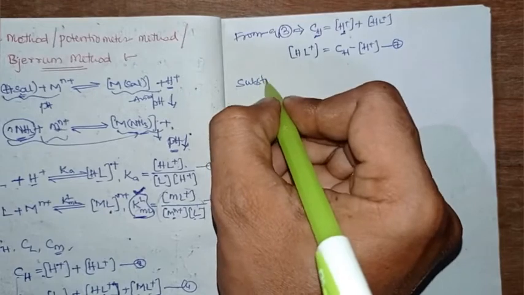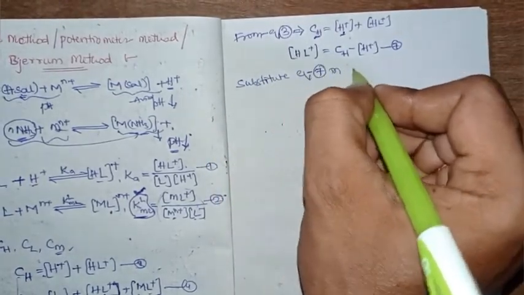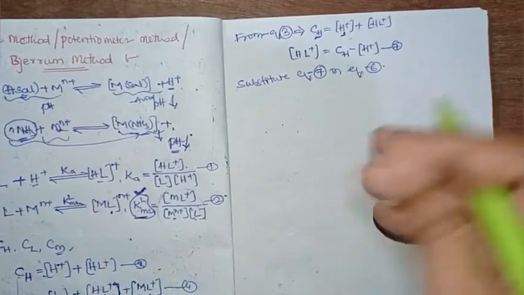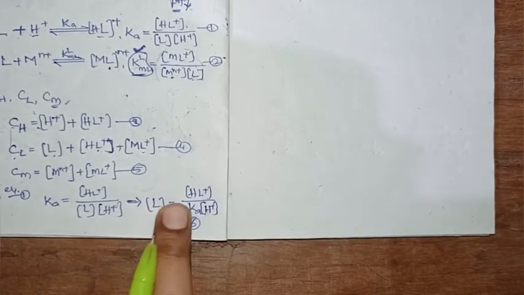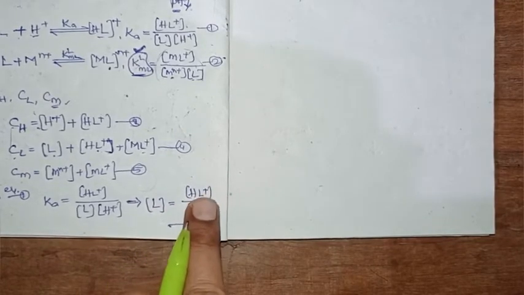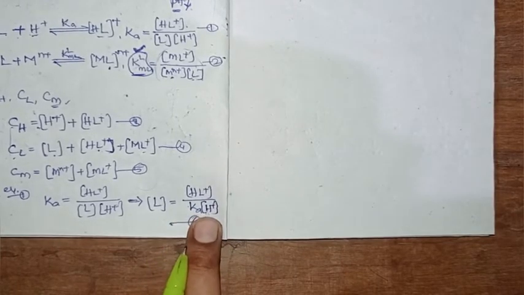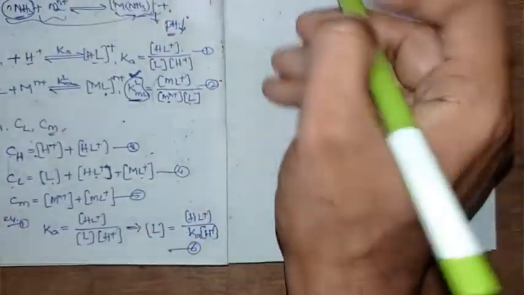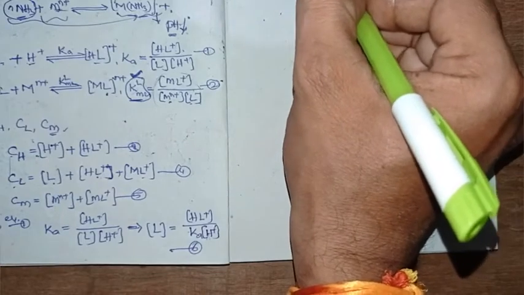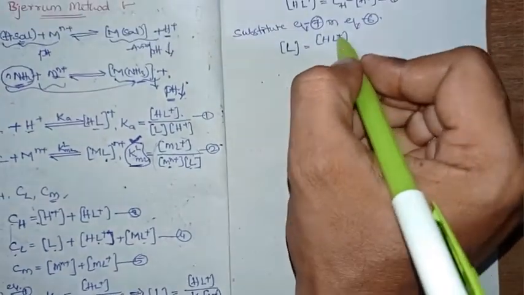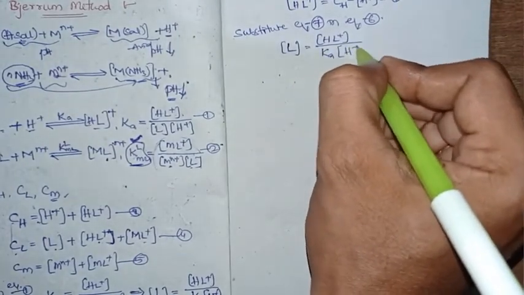Substitute equation number 7 in equation number 6, right? In equation 6, what we have? The remaining ligand concentration equals the protonated ligand complex concentration divided by Ka, the association stability constant, multiplied by the proton concentration, right? Where the remaining ligand concentration equals the protonated ligand complex concentration divided by Ka into the proton concentration.